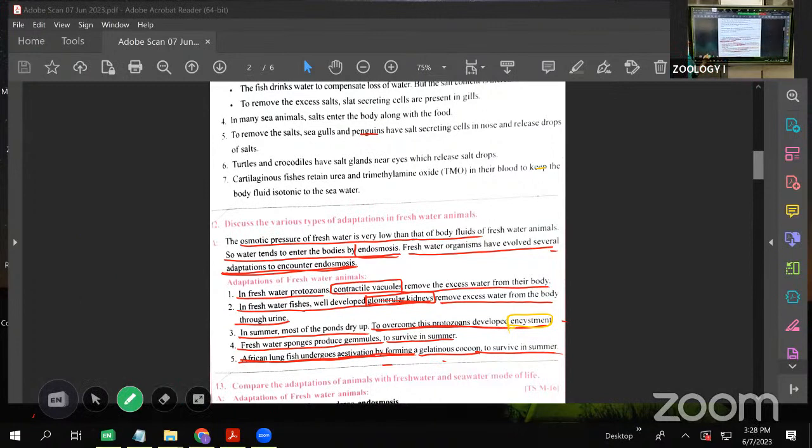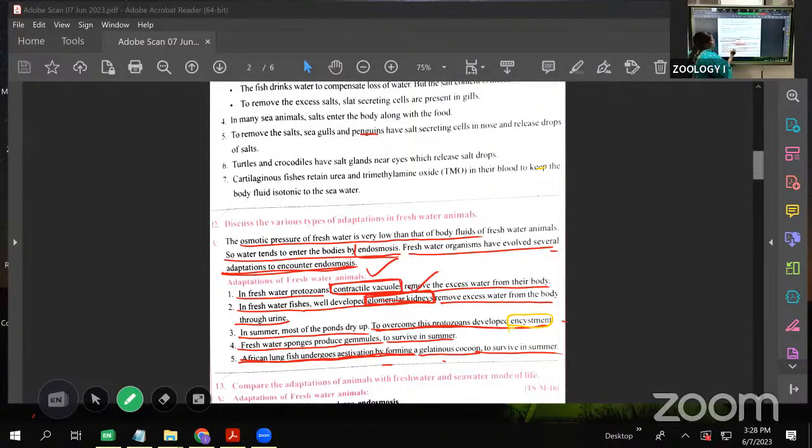What adaptations occur here? Mainly the protozoans have the contractile vacuole for the loss of excessive water. For removing it, they have the contractile vacuole. Freshwater fishes have glomerulus kidneys for removing the excess water. This one is for the removing of excessive water. This glomerulus kidney is also useful for removing excess water through urine.